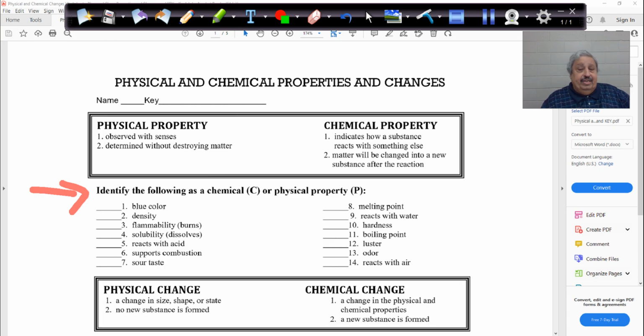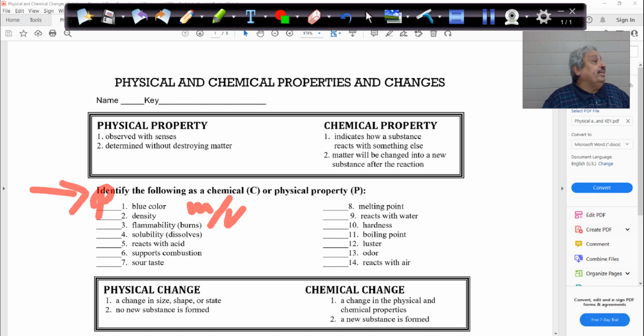C is chemical, P is physical. Is blue color a physical or chemical property? That's a property, because property means physical. This is a physical property. You have not done any change; for a change, you have to carry it out. So blue color is physical. Okay, correct. How about density? Density is the ratio of mass over volume. It's physical, correct? Each compound has its own density.